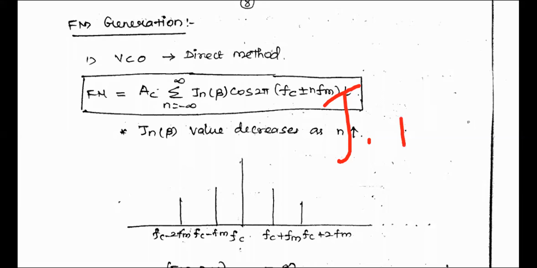j minus 1 is equal to j plus 1. J minus 1 is equal to what? J plus 1. Similarly, j minus 2 is equal to j plus 2. That means the amplitude of the positive side component and the similar negative side component is the same.